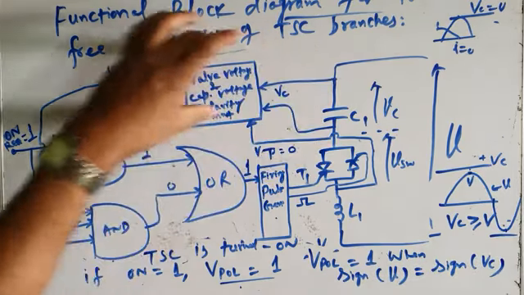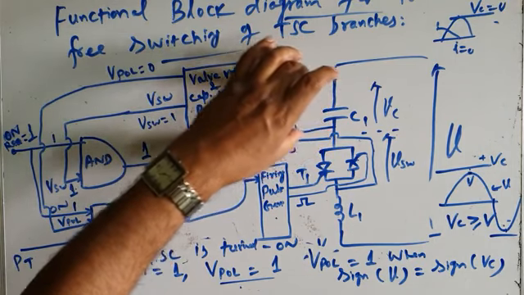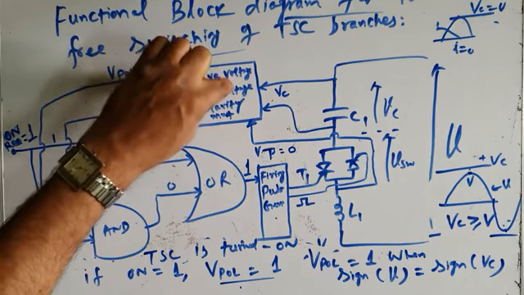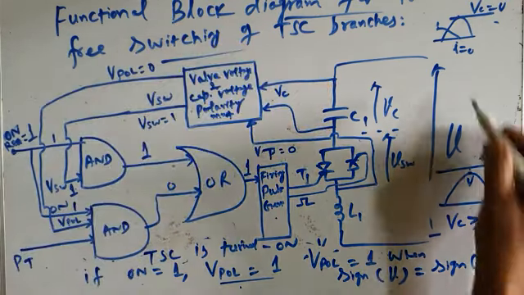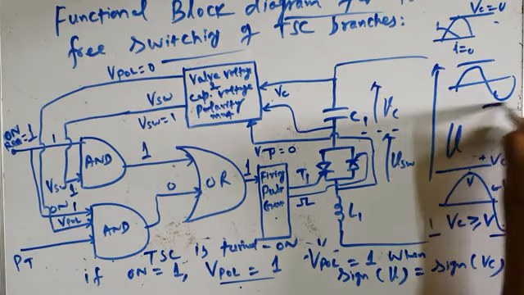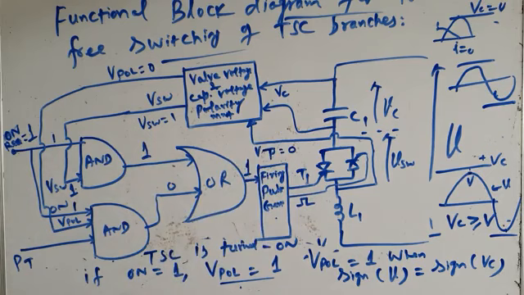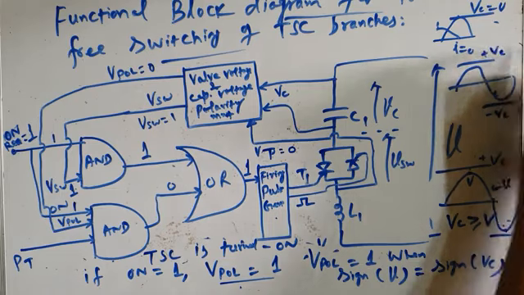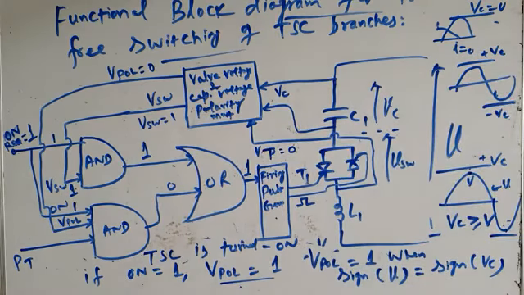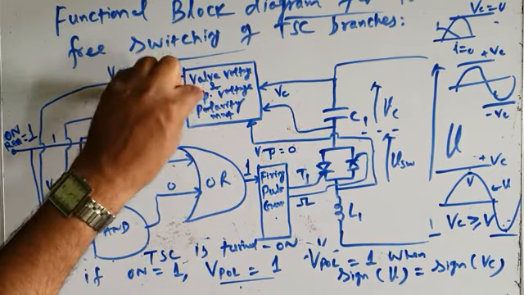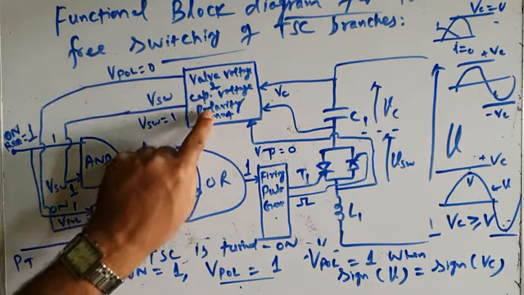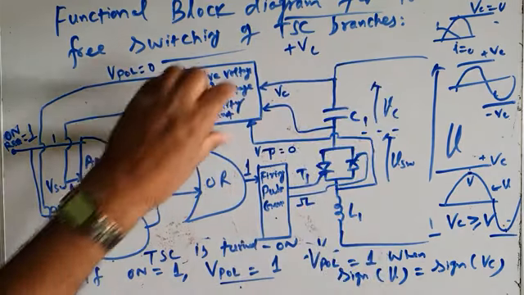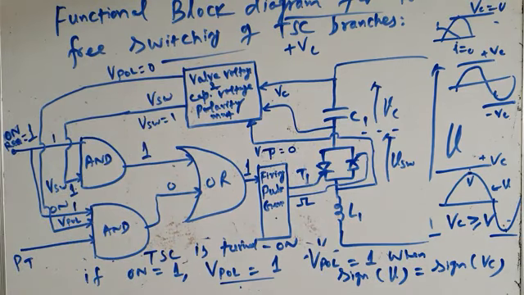See what it does. This block has a voltage sensor across the capacitor. That voltage sensor reads the capacitor voltage and gives information to this block whether the capacitor voltage is positive or negative, because the capacitor voltage may be plus VC or minus VC, depending upon when you previously turned off the TSC branch. It may be either plus VC or minus VC. So this capacitor voltage sensor gives information to this block that the capacitor voltage polarity is positive or negative. Let us suppose the capacitor voltage polarity is positive. So it gives information to this block that the capacitor voltage polarity is positive.